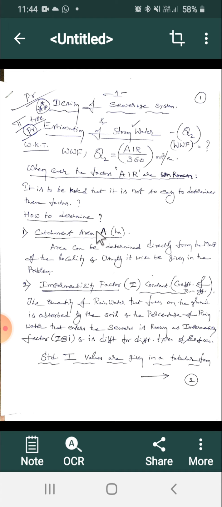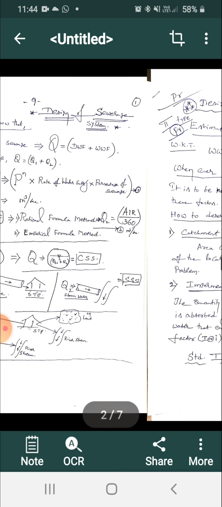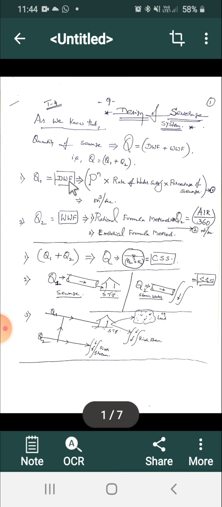Okay, see, as you know, from the last class we came to know how to determine DWF and WWF. What is DWF? Dry weather flow. And WWF means wet weather flow. Wet weather flow means what actually? It is storm sewage. Storm water can be determined by using the rational formula method. What is the very simple formula? It is AIR divided by 360. This is considered as Q2.